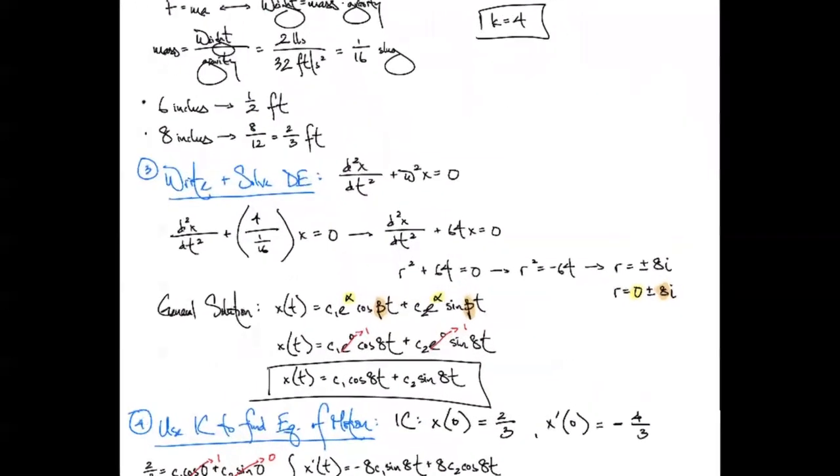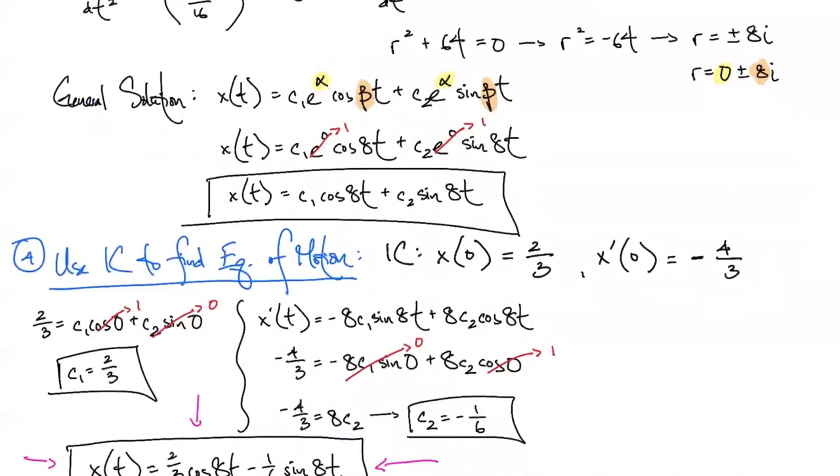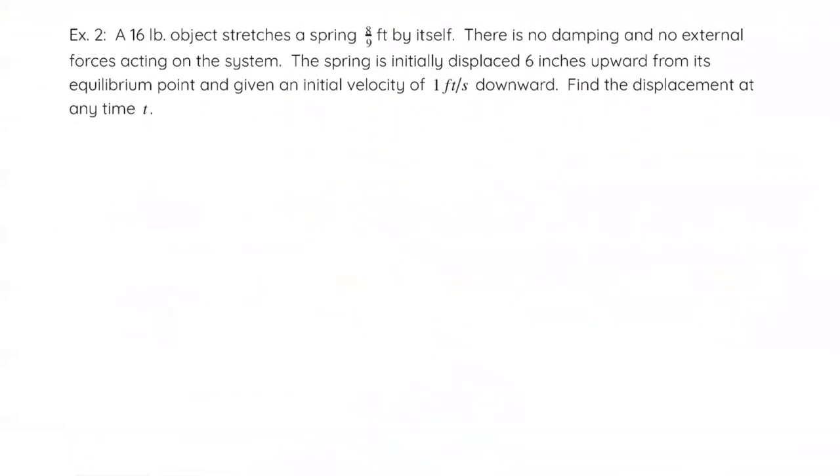We're going to convert the units. We're going to find K. We're going to write and solve the differential equations. And then we're going to use the initial conditions to find our equation of motion, meaning find the coefficients. Okay. So let's go ahead and take a look at this example number 2.